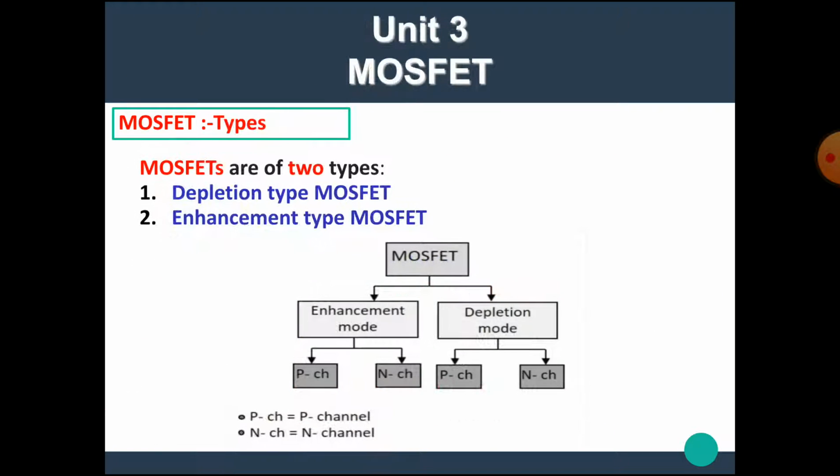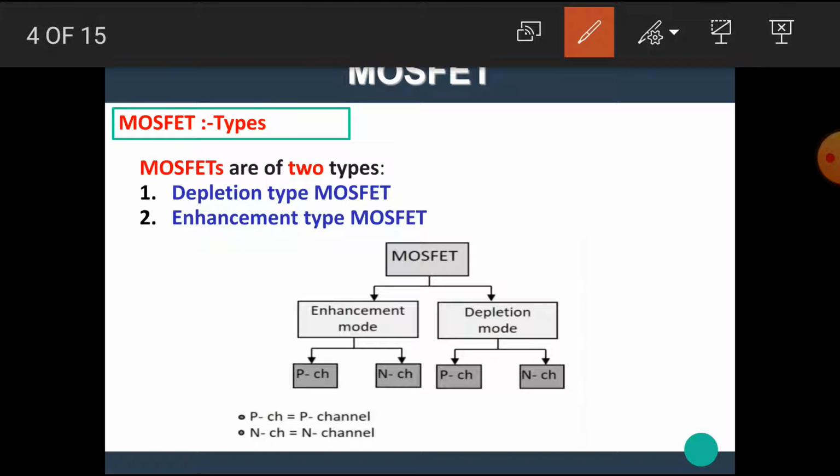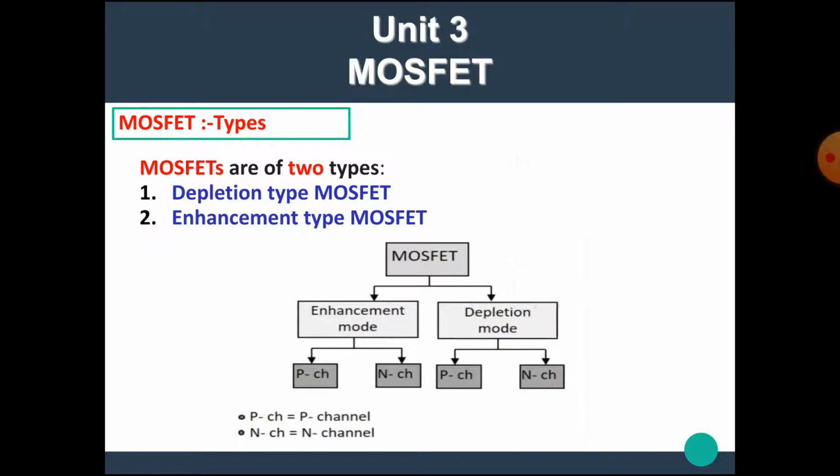Okay, now let's see the types of MOSFETs. Mainly there are two types of MOSFETs: depletion type MOSFET and enhancement type MOSFET. Further, these enhancement and depletion type MOSFETs are divided into two types: P channel and N channel. That means P channel enhancement MOSFET, N channel enhancement MOSFET, or P channel depletion MOSFET and N channel depletion MOSFET.